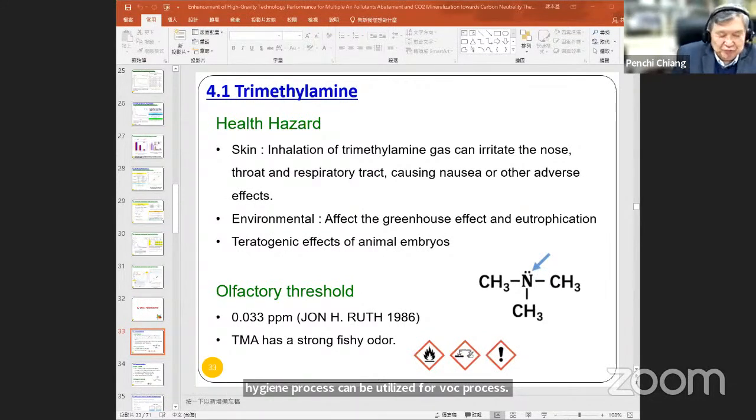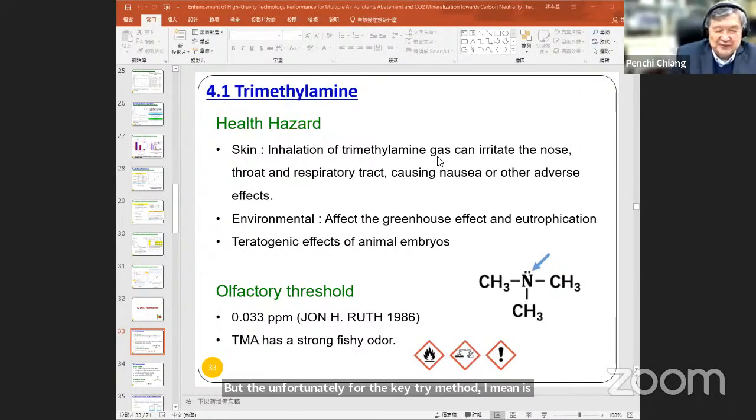So we chose two typical VOC compounds shown here. One is trimethylamine, which is significant for human health. It can irritate the lungs, the throat, and the respiratory tract, and cause other adverse effects. Secondly, there is an odor problem, which is quite important, but unfortunately the odor threshold for trimethylamine is very, very low.